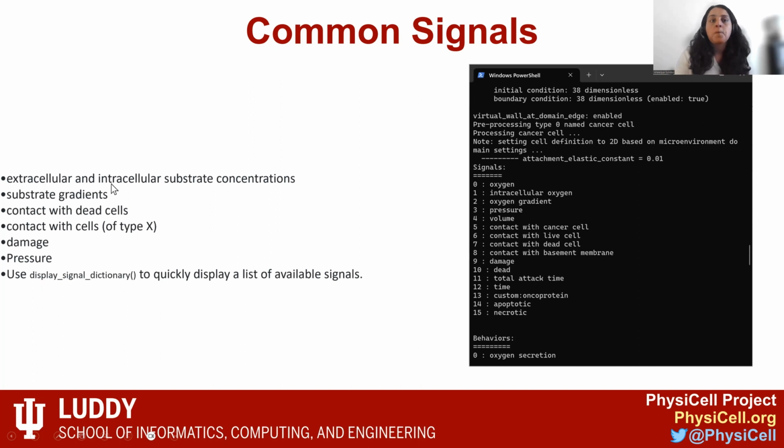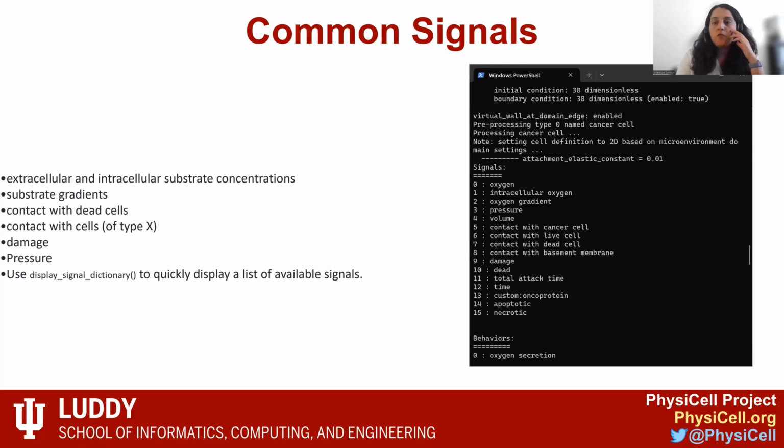For example, extracellular and intercellular substrate concentration, substrate gradients, contact with dead cells, contact with cells of type X, for example macrophage. And if you get a contact with that, what will happen? Damage, pressure. If you write this function in your C++, once the system starts running, it will display the signal dictionaries. And here, I think it's a previous version, but it's the heterogeneity signal dictionary.